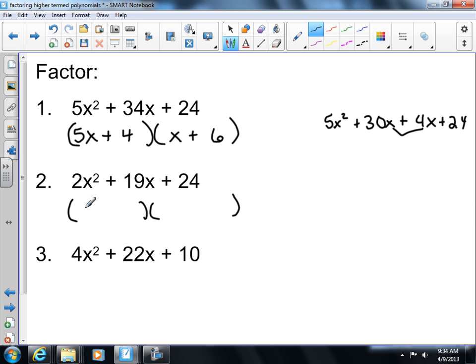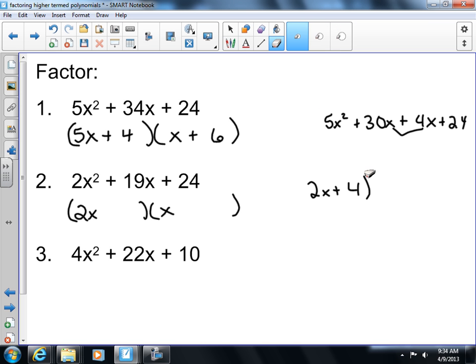What do you think the first 2 terms are going to be of my binomials? 2x and an x. Very good. Now my last 2 have to multiply together to get, excuse me, 24. What do you want to try? Do you want to try 6 and 4 again? Okay, let's try it. 2x plus 4.